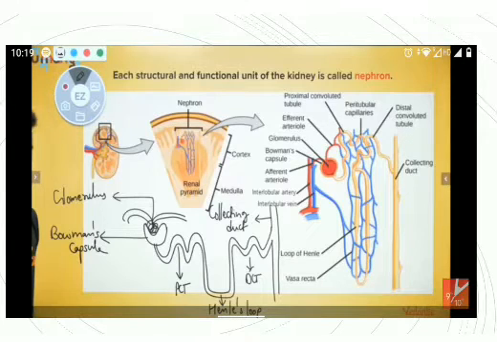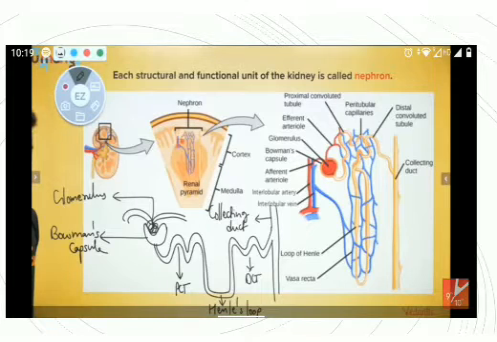In this video we are going to learn about the nephron, the structural unit of the kidney. This is a simple diagram of the nephron that you can practice.